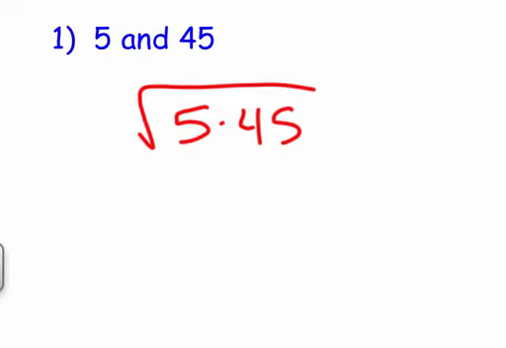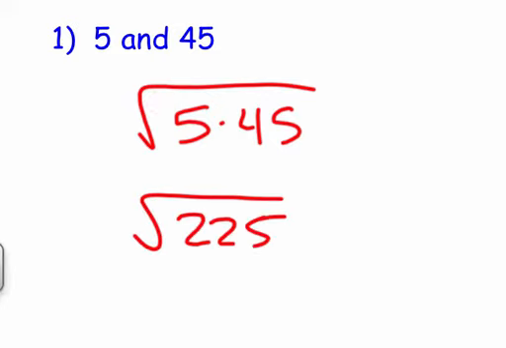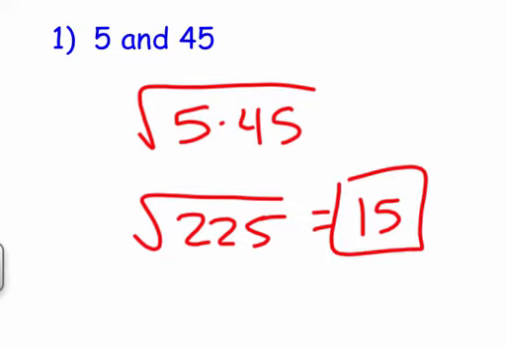Well, let's look at this for a second. If I take 5 times 45, I end up with 225. Well, let's write these in simplified radical form. This one's kind of nice because 225 is a perfect square. So we actually end up with 15.